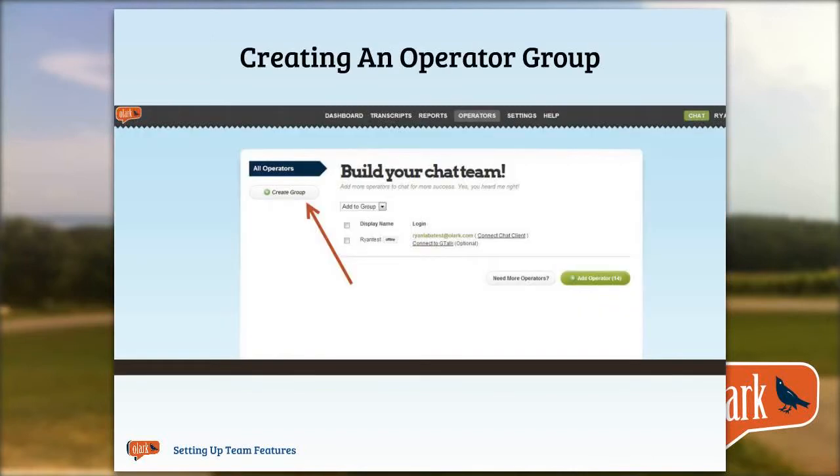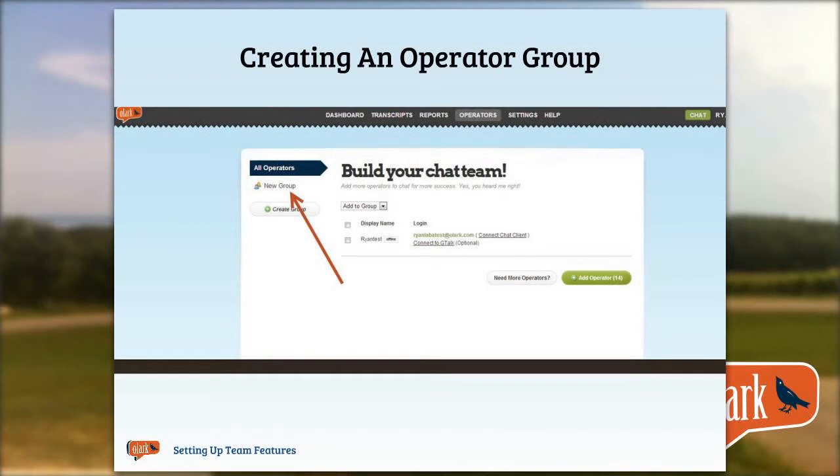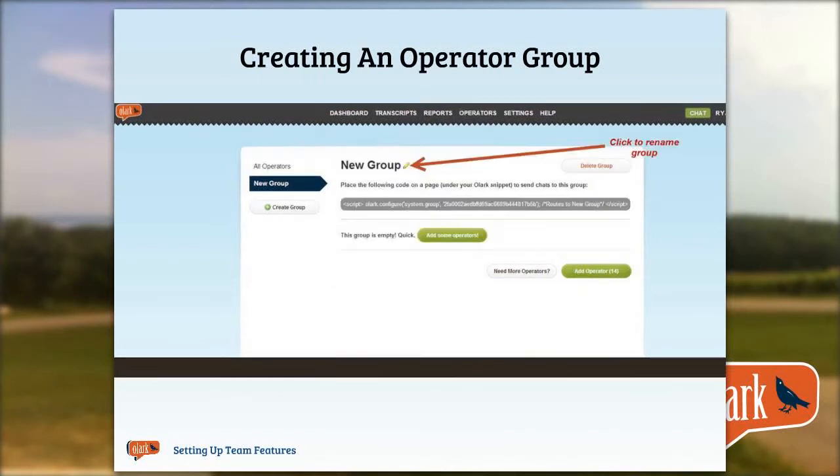So first, if we navigate to our operators page, which usually looks like this, and you have groups enabled, you can see there's a create group button on the left side. So we just need to click that, and then after clicking that, you'll see a new group be created there. All you need to do is click on that new group button, and then you can edit and change the information for this group right there.